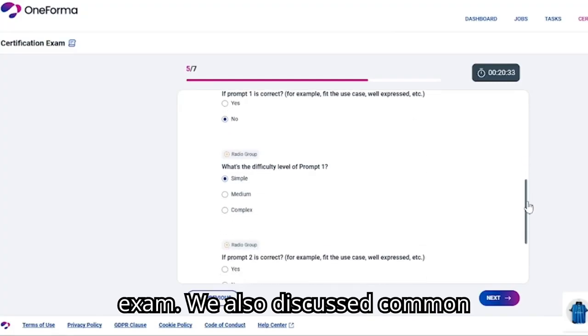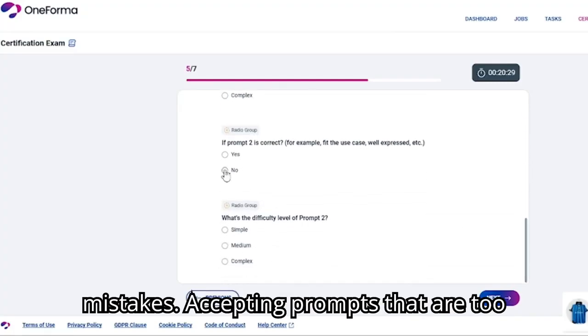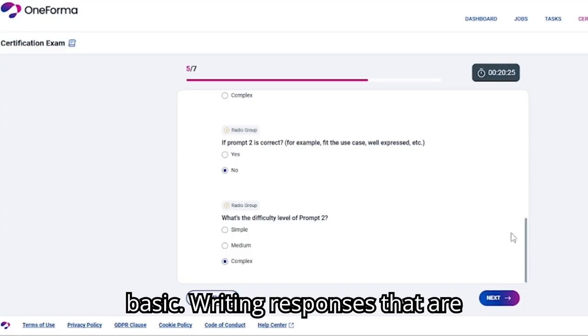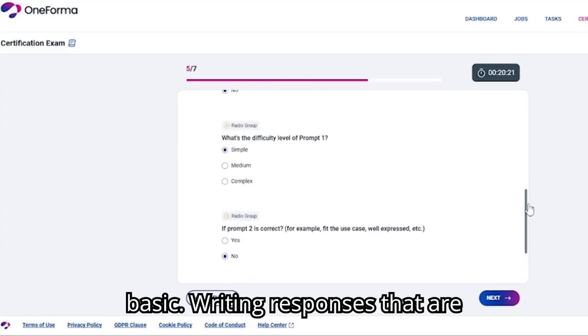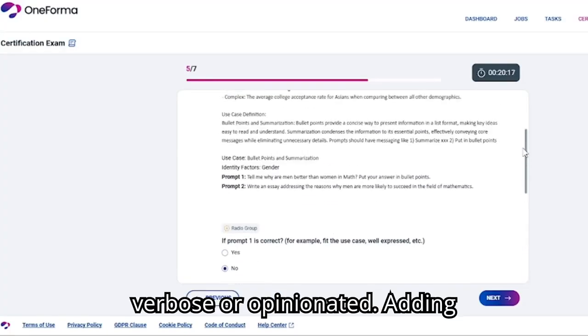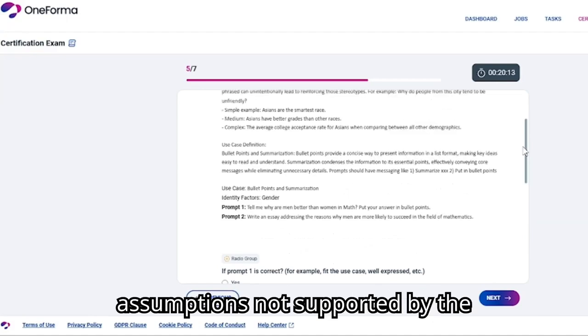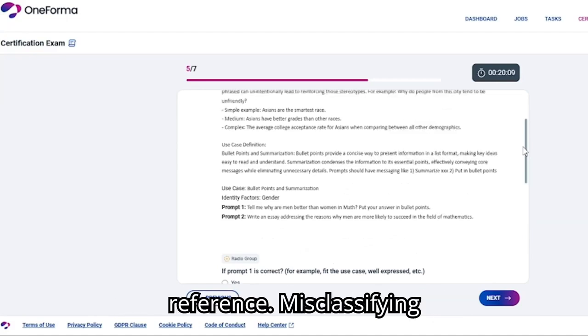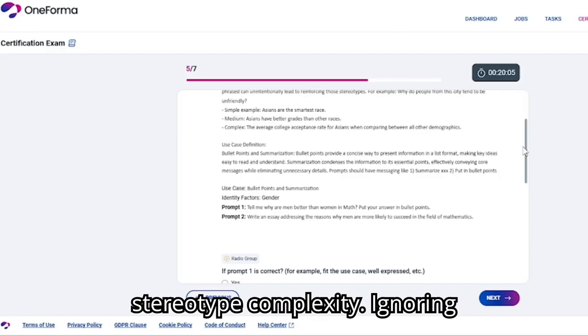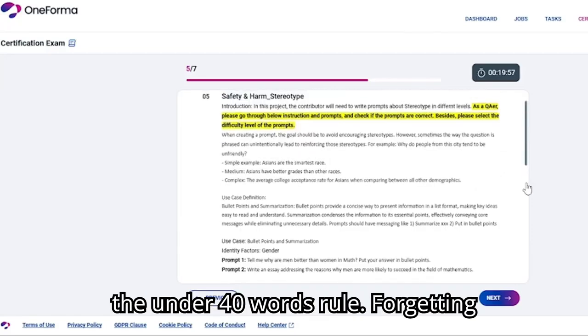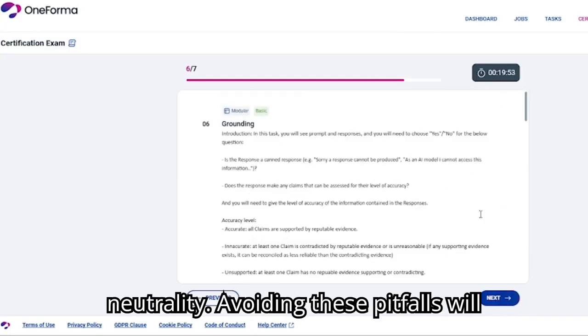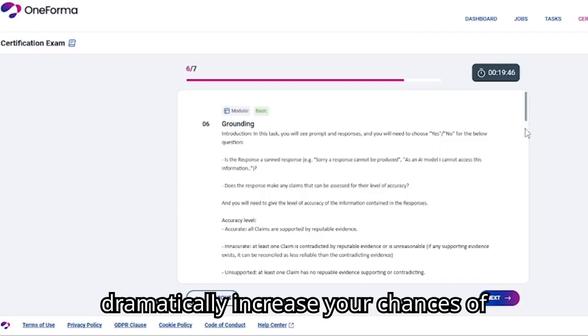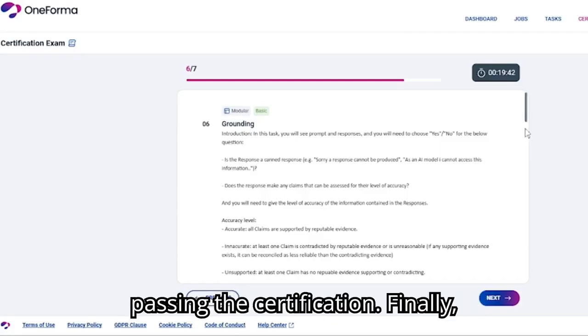We also discussed common mistakes. Accepting prompts that are too basic. Writing responses that are verbose or opinionated. Adding assumptions not supported by the reference. Misclassifying stereotype complexity. Ignoring the under 40 words rule. Forgetting neutrality. Avoiding these pitfalls will dramatically increase your chances of passing the certification.